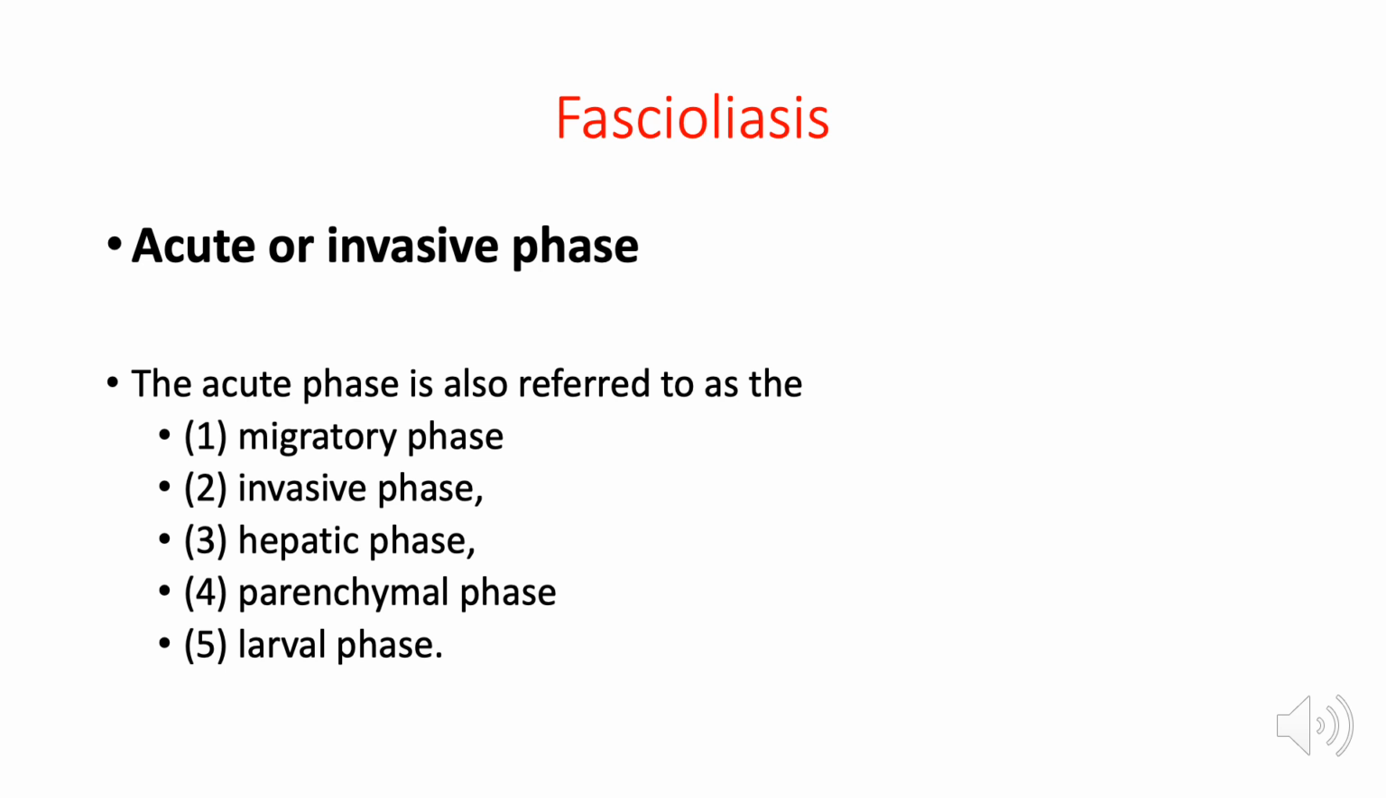The acute or invasive phase of fascioliasis can also be referred to as the migratory phase because it's primarily because of the migration of the metacercaria or the immature fluke. It can also be called invasive phase because there's invasion of the Glisson's capsule, of the liver parenchyma, and of the bile duct. Hepatic phase, I know you can already explain in your minds why. It can also be called the parenchymal phase because there's invasion of the parenchyma of the liver. And it's also called the larval phase because what is migrating is the immature metacercaria or the immature larva of the Fasciola species.